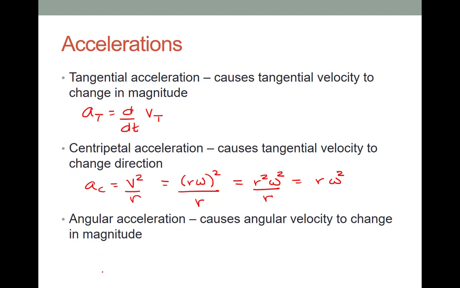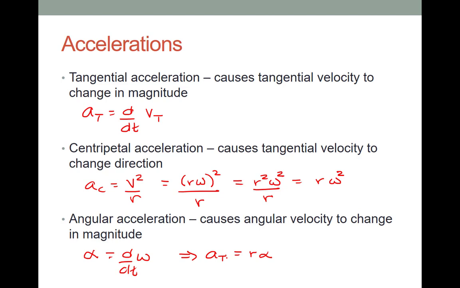And lastly, I have the angular acceleration. That's going to be the derivative of the angular velocity. And as we saw on the last slide, it also can be written in terms of the tangential acceleration by taking the radius and multiplying by the angular acceleration.